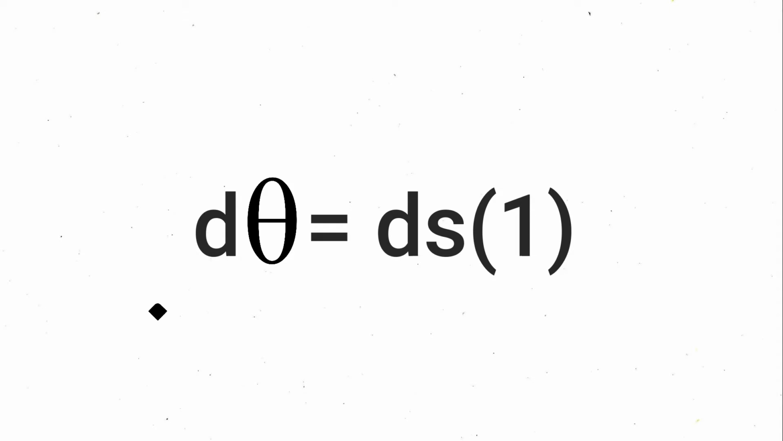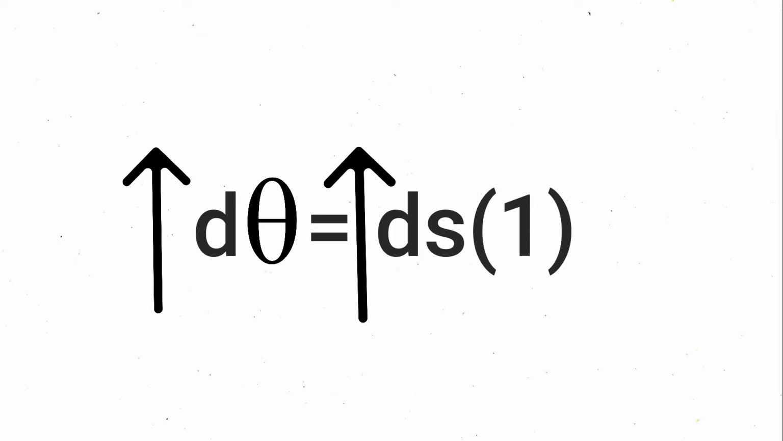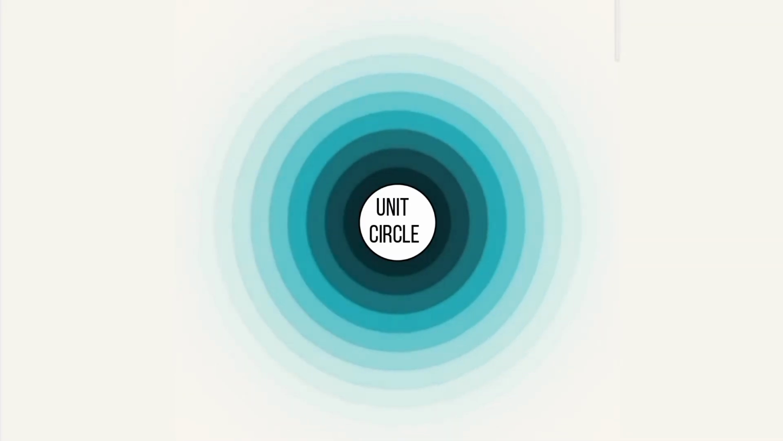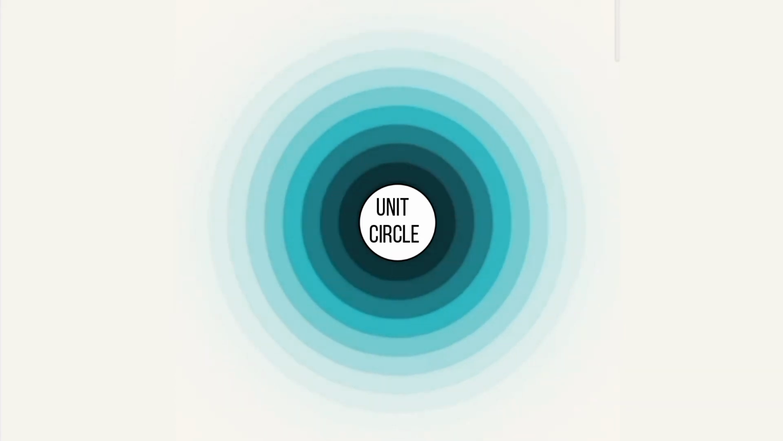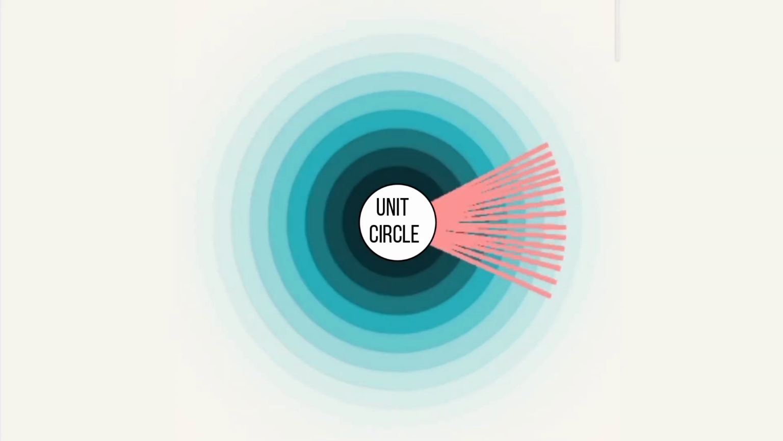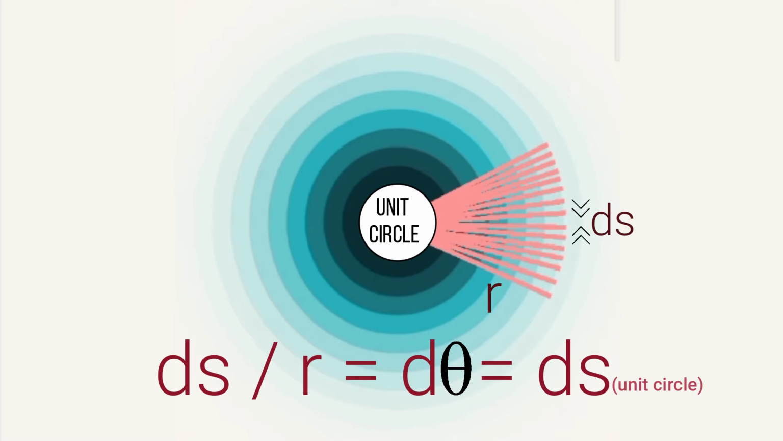So, a small change in theta can be said to be the small change in the length of the curve of a unit circle. Now, if we are supposed to draw a circle or an arc of larger radius, then we can consider it as the projection of the unit circle, given that the small change in length by radius is equal to the small change in angle of rotation.